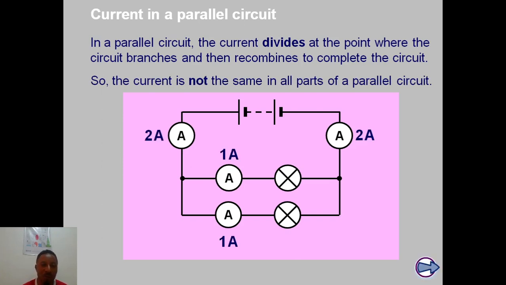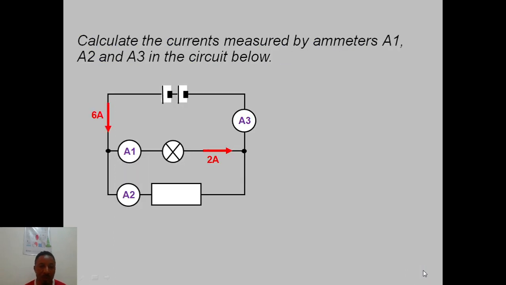Like you have your 2 amps here. When you get to this point, since you have similar components here, 2 similar lamps, it branches into 2 equal parts, 1 amp and 1 amp, only for it to come back as 2 amps one more time at this point. It's like combining 2 pipes that link together as one. I hope you understand, you got the idea.